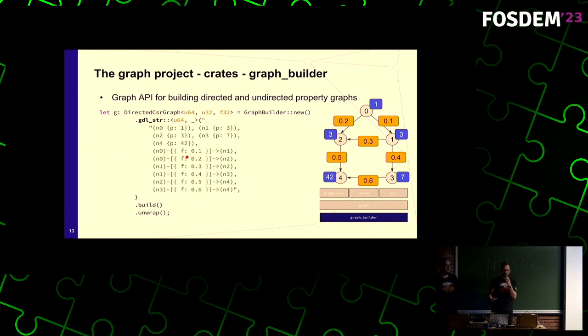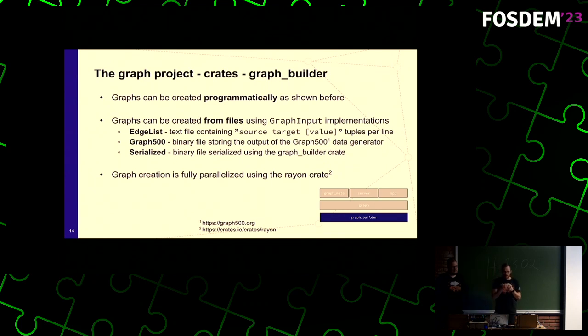It's basically used for testing or for building small POCs to play around. It's much simpler than using the edges methods and so on. But it's basically the same graph that we constructed before. So as you can see, you can create those graphs programmatically. If you use the edges method and so on, the construction is also parallelized under the hood using Rayon.